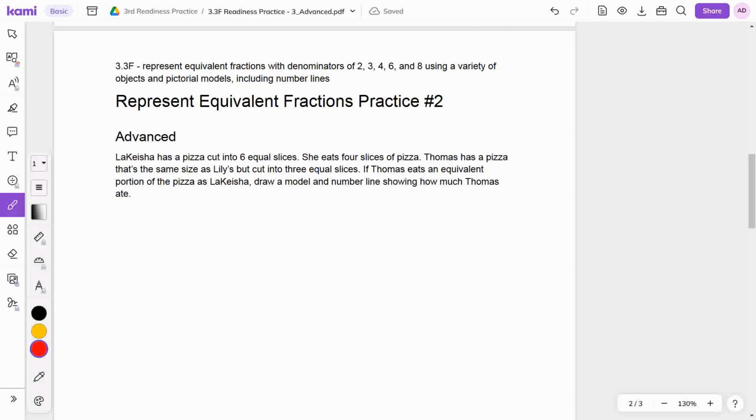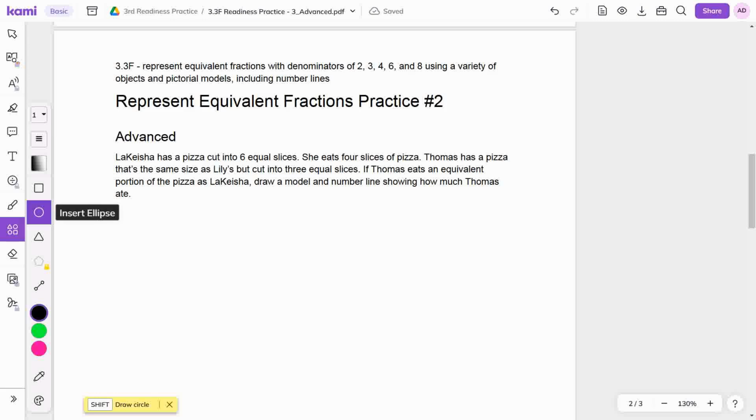For our next problem, we are looking at Lakeisha, and she has a pizza cut into 8 equal slices. So let's give her a pizza. All right, and then she eats 4 slices of pizza.